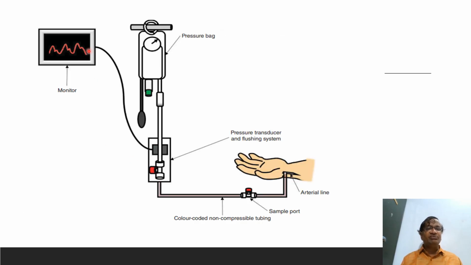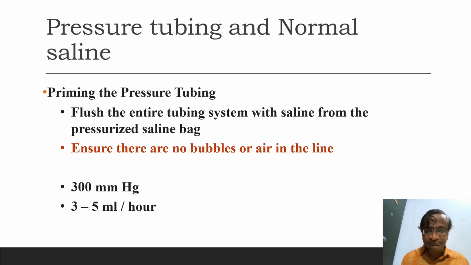Now you see invasive monitoring: there is an arterial line, you have a sample port, non-compressible pressure monitoring line, there is a transducer, this is the flush line, there is a pressure bag, and this goes to the monitor. Now this is sensed by the transducer and it goes to the monitor. You don't have to worry about the artery blocking because your saline is flushing at 4 ml per hour.